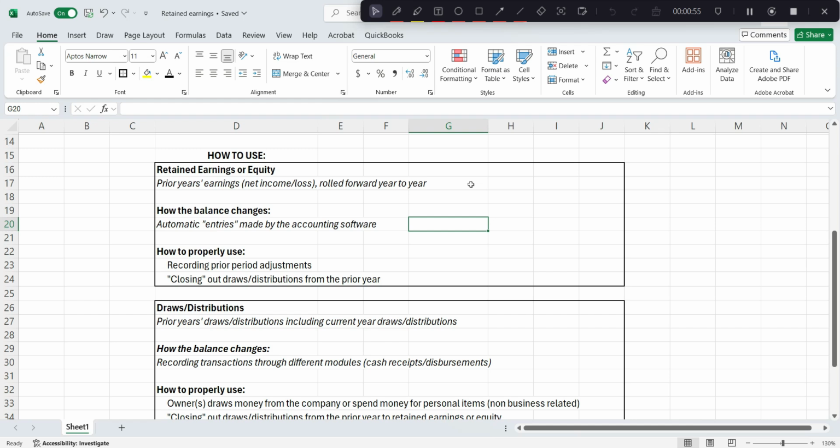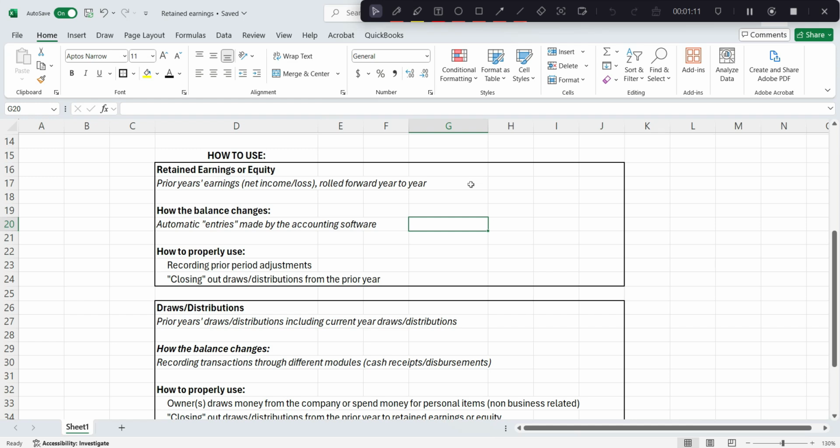If you need to record a prior period adjustment, you record the journal entry to equity. If there was just an error in the prior year that should affect only the prior year, well, you're going to record that through a journal entry to retained earnings.